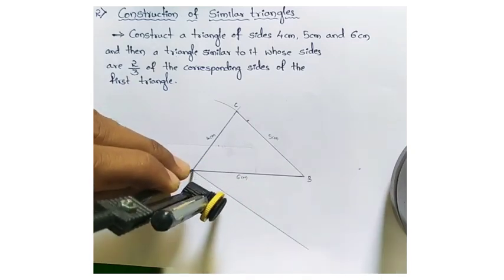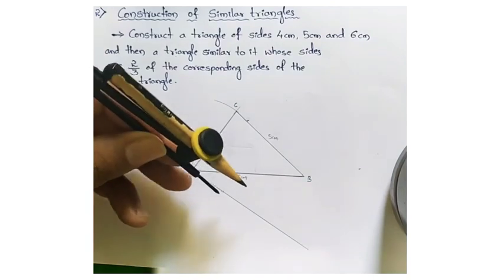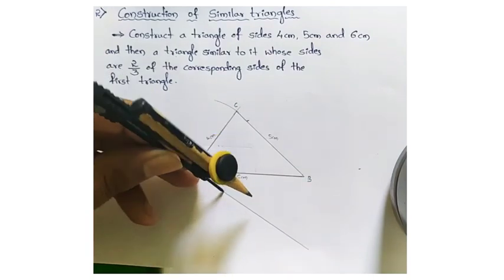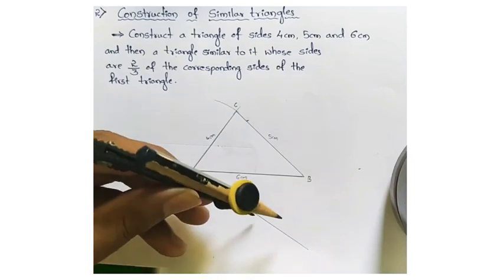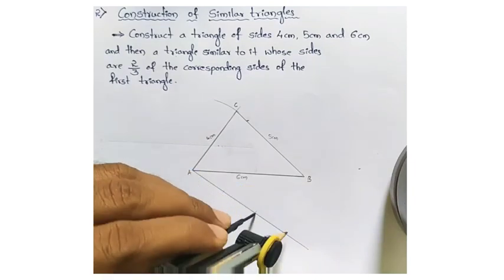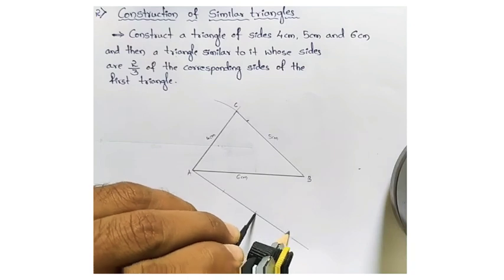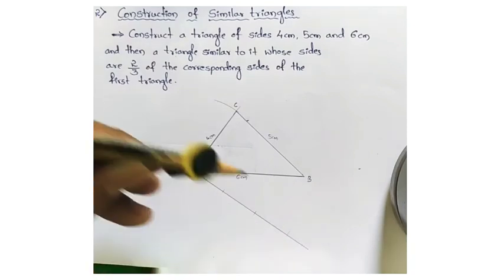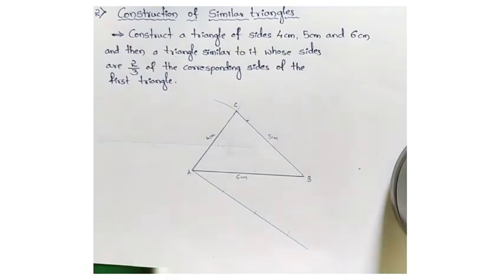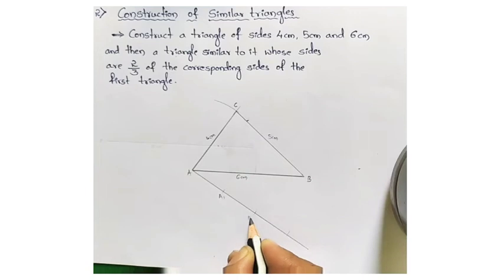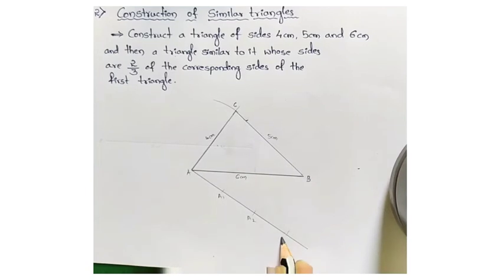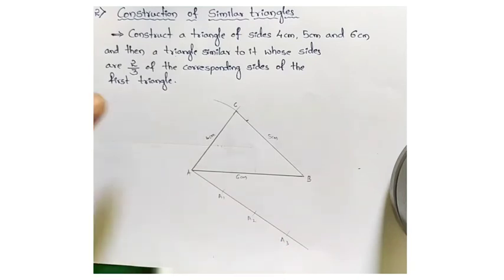So 1, 2, 3. Okay, so name them A1, A2, A3. Okay, we need out of 3, 2 parts.